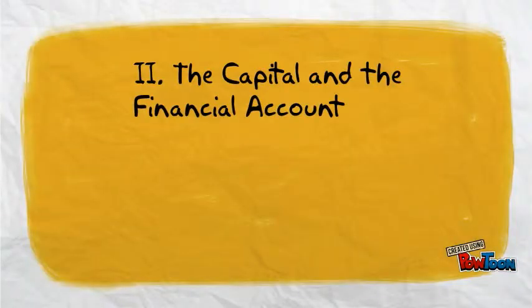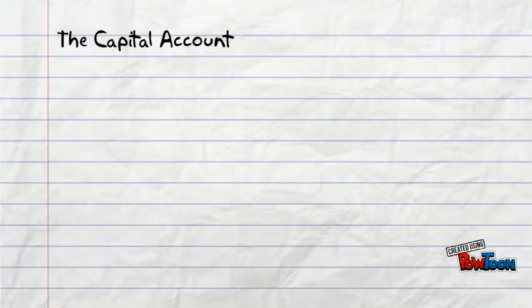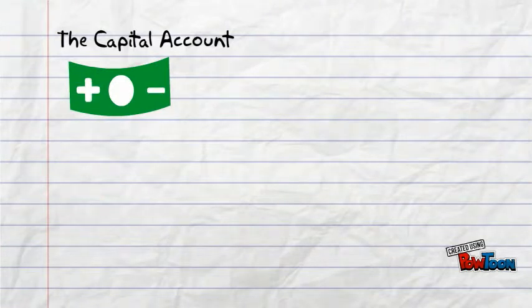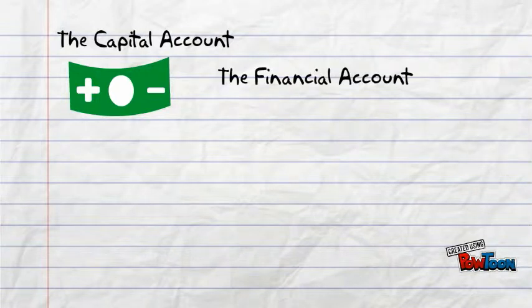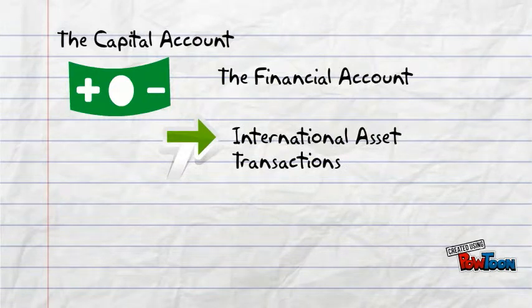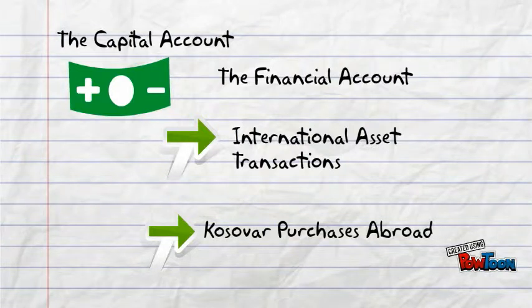Now let's take a look at the second part of the balance of payments, the capital and the financial account. The capital account is a net account. That means it can either be a plus or a minus. It measures the debt forgiveness or the net change in the ownership of national assets. Whereas the financial account has also two other subgroups, similarly to other accounts in the current account. It has the international asset transactions and the Kosovar transactions of purchases abroad.